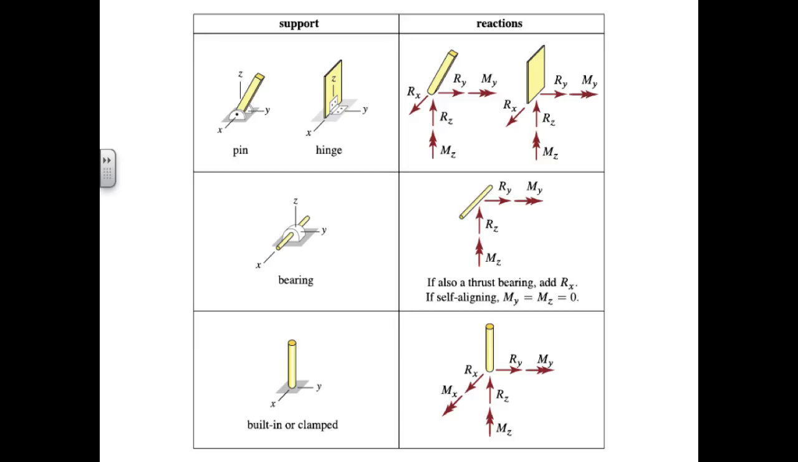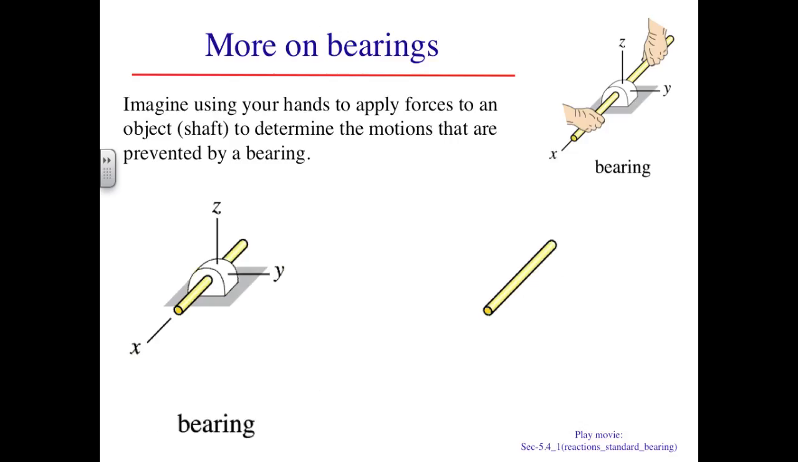In this case, we have the full complement of reaction components, 3 forces and 3 moments, because no motion of any kind is permitted. This brief video shows more clearly the degrees of freedom that are prevented and permitted in a standard plain vanilla kind of bearing.